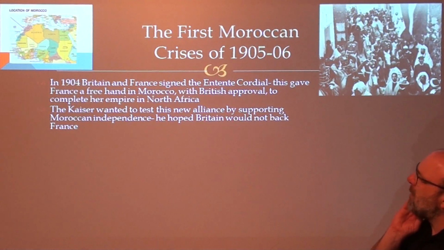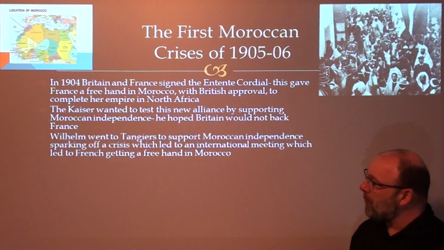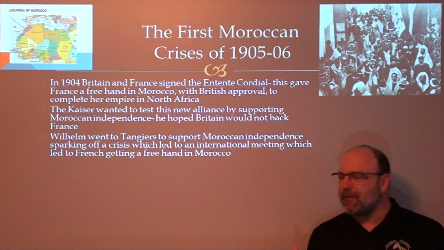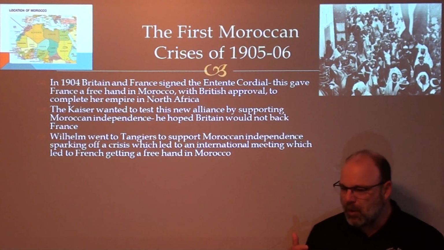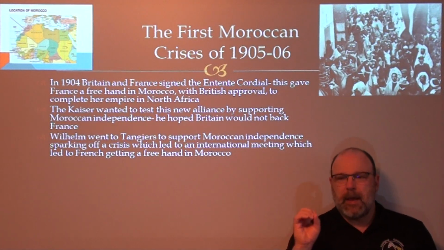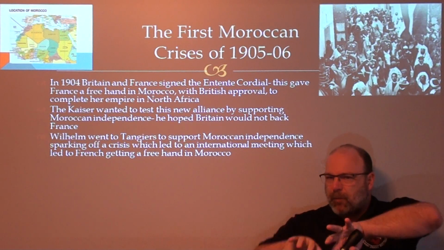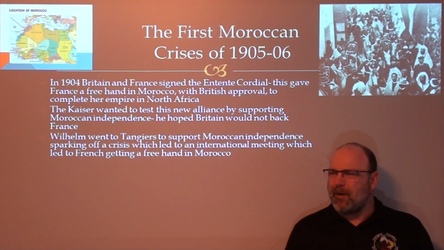He wanted to test the new alliance by supporting Moroccan independence. He hoped Britain would not back France. So he went to Tangiers, which is the capital of Morocco, to support Moroccan independence, sparking off a crisis which led to an international meeting, which led to the French getting a free hand in Morocco. So get this, I'll clarify this. The Kaiser goes down to Tangiers to support Moroccan independence, hoping to put a fissure between Britain and France and pull them apart, when everybody in Europe looked at it and went, what on earth are you doing?